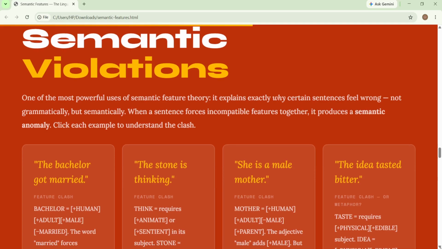So one of the most powerful uses of semantic feature theory is that it explains exactly why certain sentences feel wrong, not grammatically but semantically. So when a sentence forces incompatible features together, it produces a semantic anomaly. So let's check it out.